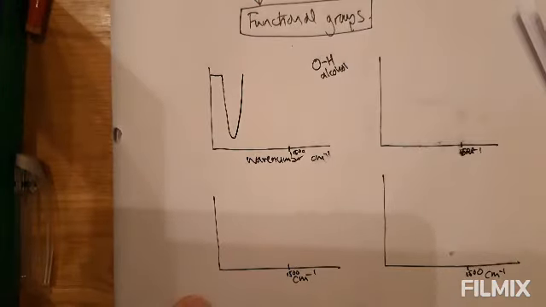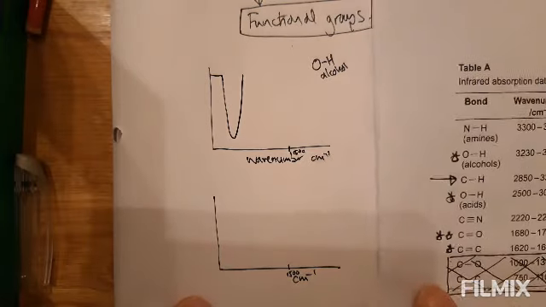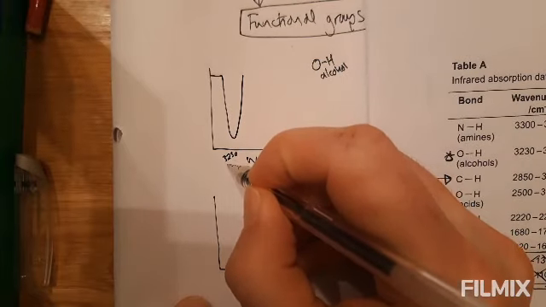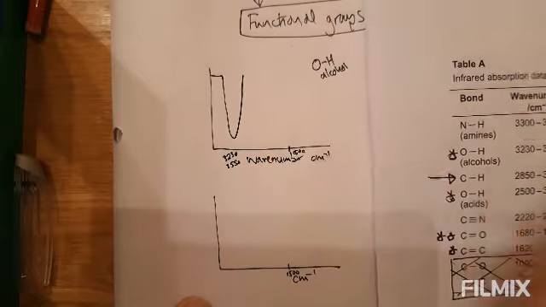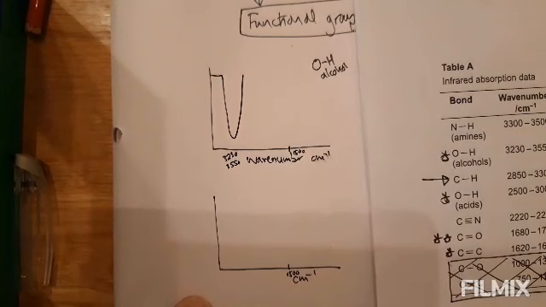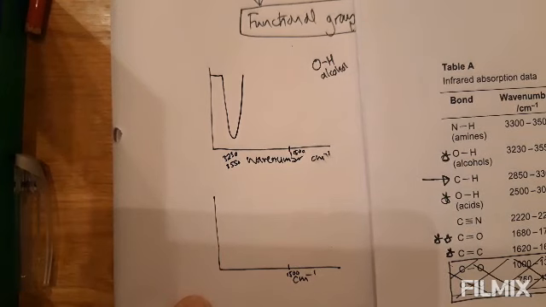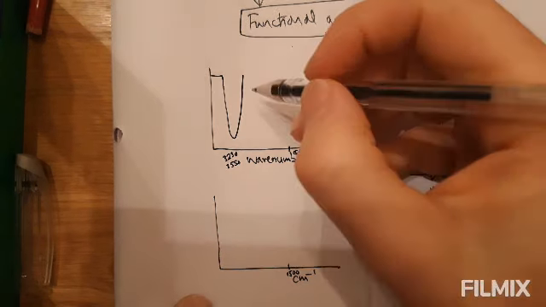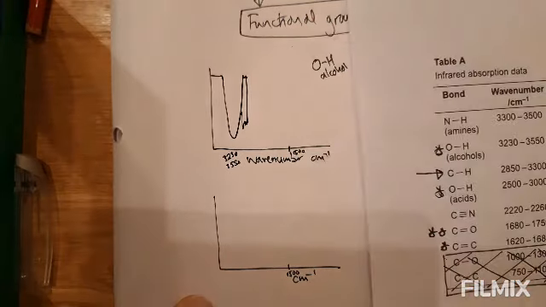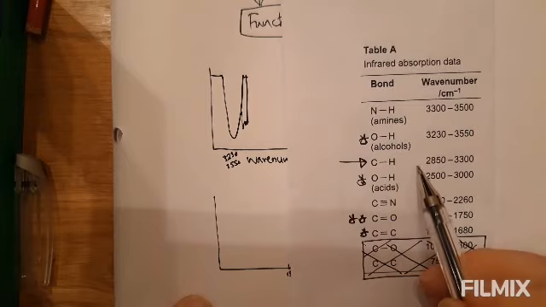It's broad, it's not sharp or spiky, it's a broad peak. And it occurs, if I look at the data sheet here, between 3,230 and 3,550. If you've got a broad peak that looks like this, it's not jagged in the slightest, that is definitely an OH alcohol peak. That's just what they look like. You often find it right next to some spiky peaks, which are the CH peaks.